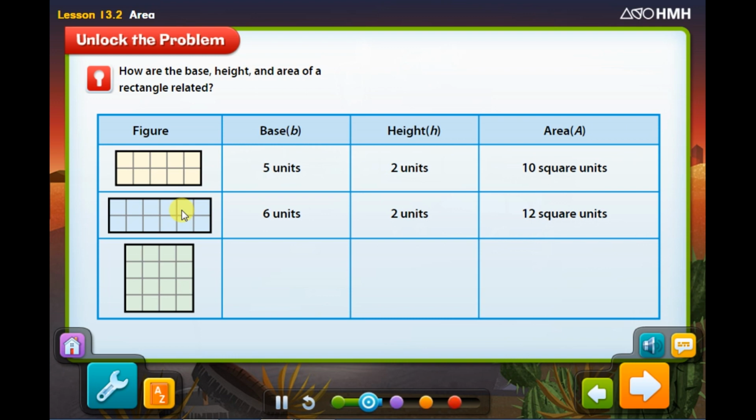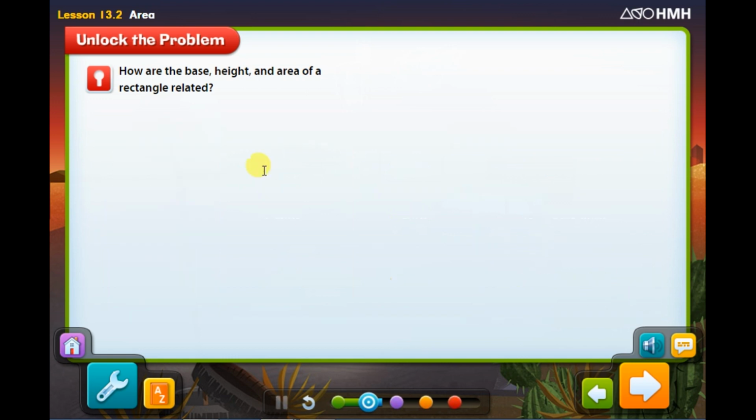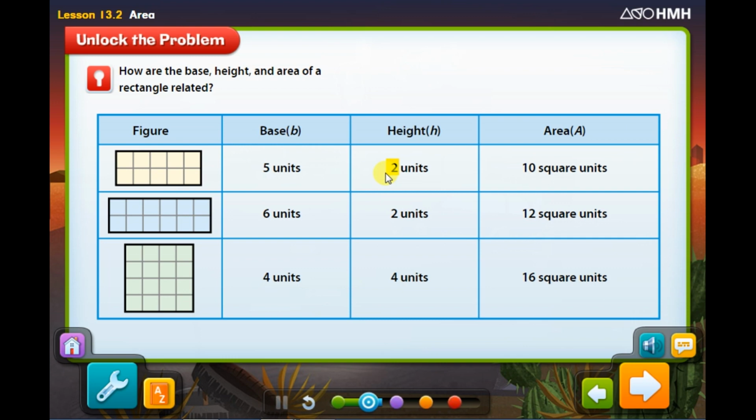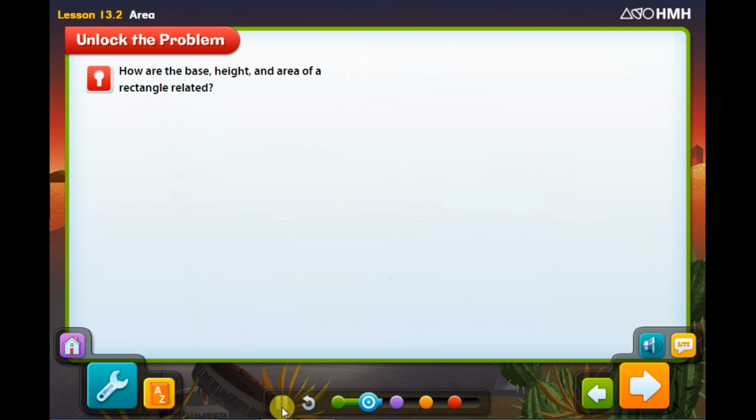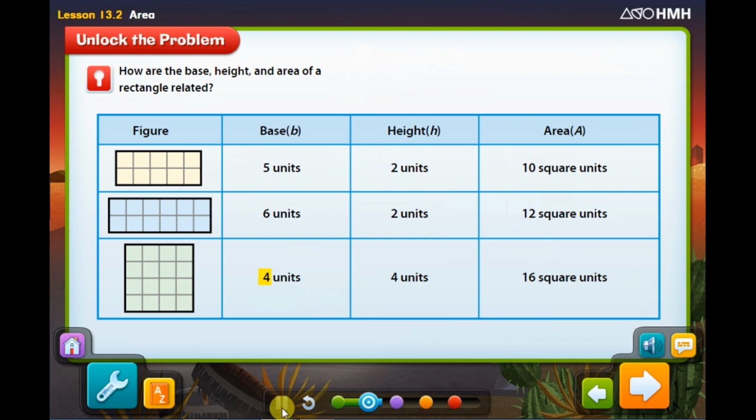Now the base, height, and area for the third rectangle can be filled in. The base is 4 units and the height is 4 units. The area is 16 square units. 5 units times 2 units equals 10 square units. The same is true for the second row. 6 units times 2 units equals 12 square units. And 4 units times 4 units equals 16 square units.